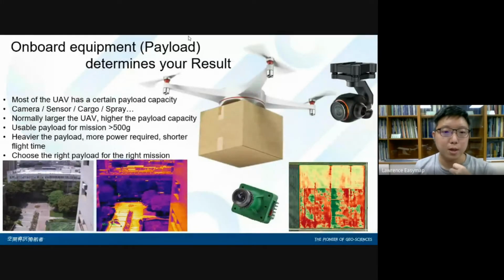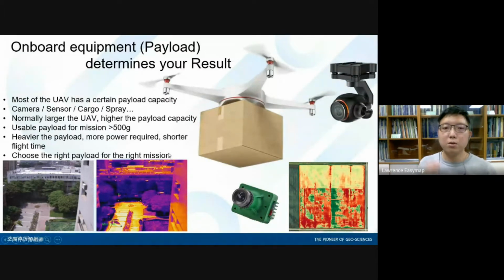Normally, a larger UAV has a higher payload capacity, which means that a bigger UAV can carry more weight. Usually for a mission, a usable payload should start from about 500 grams. So it can carry a small, tiny camera in order to do, let's say, a survey or some GIS application. And of course, the heavier the payload, the more power and energy the motors require, so the flying time is shorter.